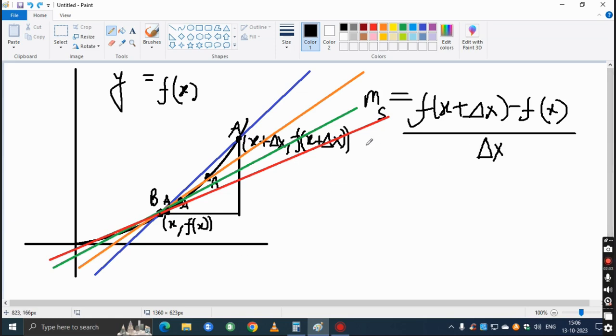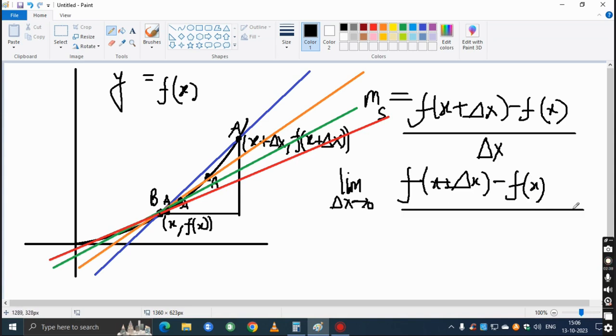So now here's where the concept of limits comes in. Here, if I take the limit as delta x tends to 0 of this thing, that is the average rate of change of f of x with respect to x, well, what's that going to give me?